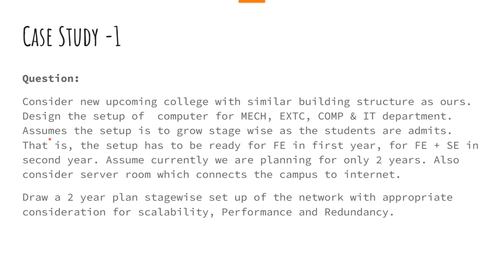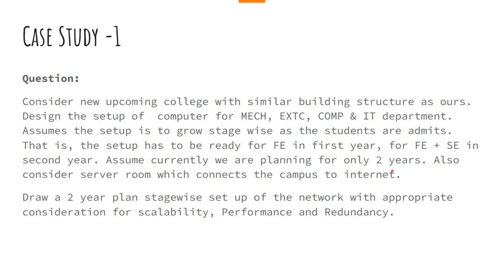Now what we have to assume, let's read through that. Assume the setup is to grow stage wise as the students are admitted. That means I'm not building the entire network for 4 years in the first year itself, which is obviously true, because you don't want that investment to lie redundant till the students come to those years, right? So the setup has to be ready for FE in the first year and for FE plus SE in the second year.